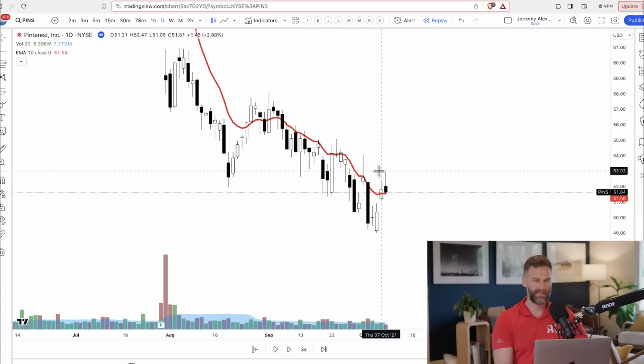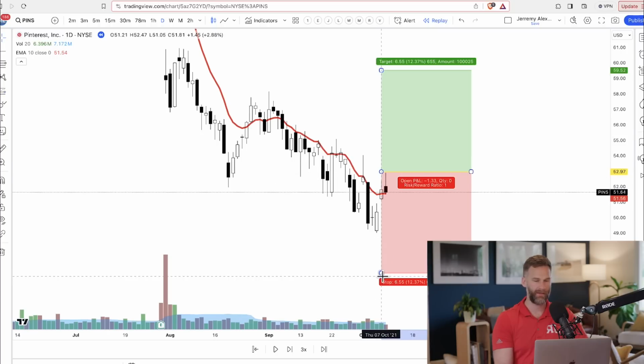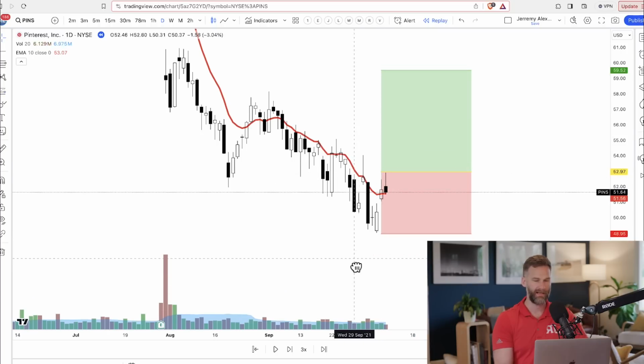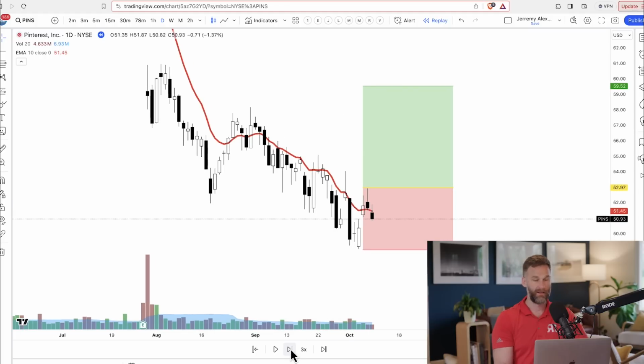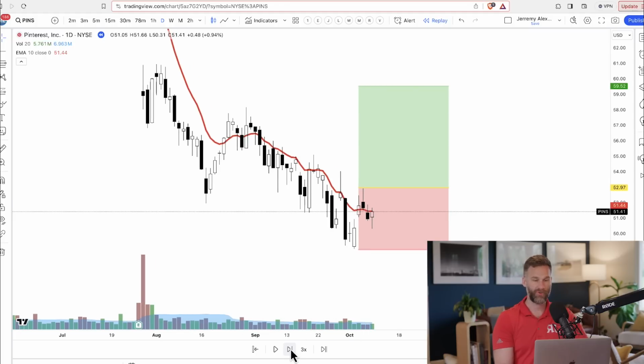We got a bear. So this is the first one. Bear candle closing above. Entry there. Stop loss there. I really love that trade. Not triggered in. Not triggered in.